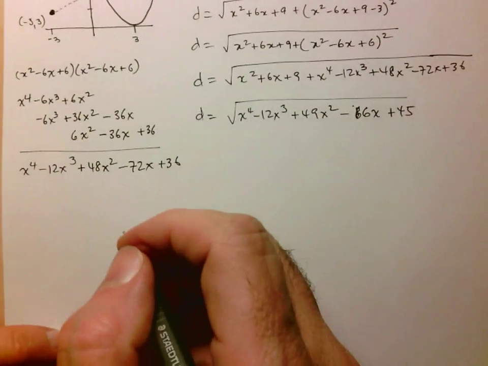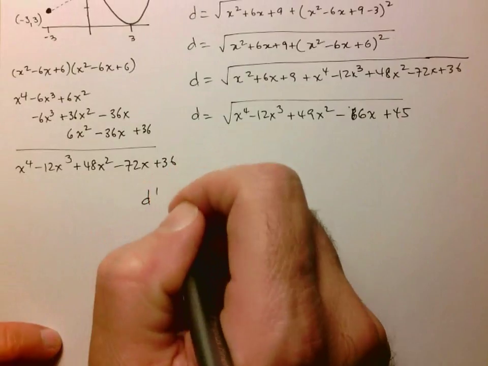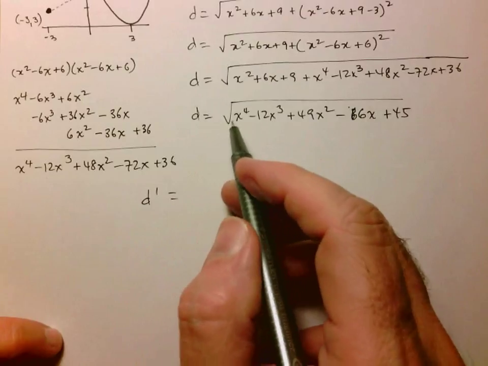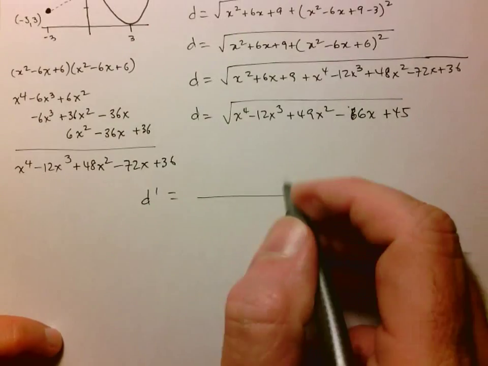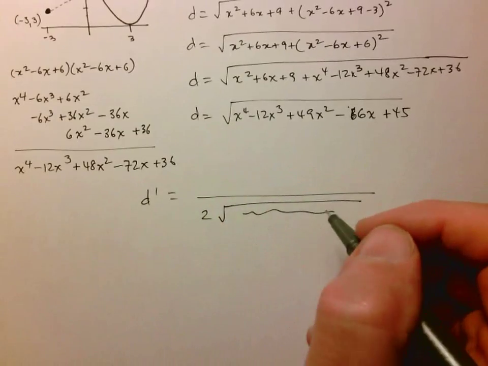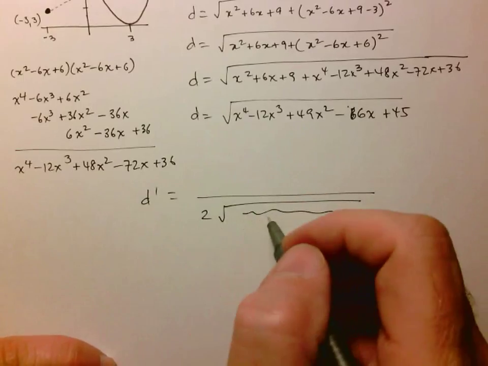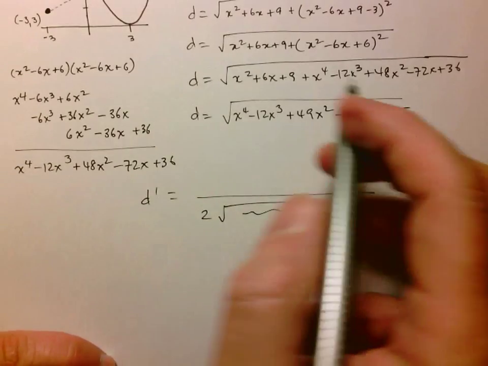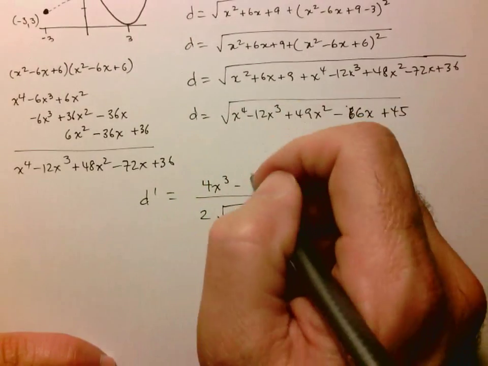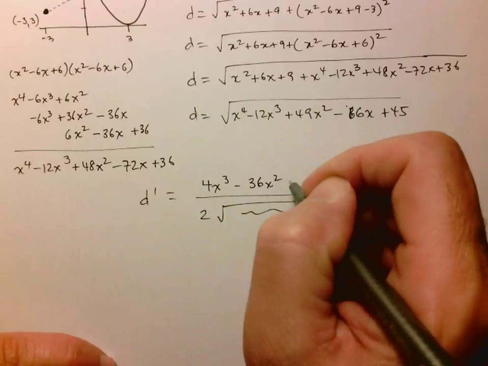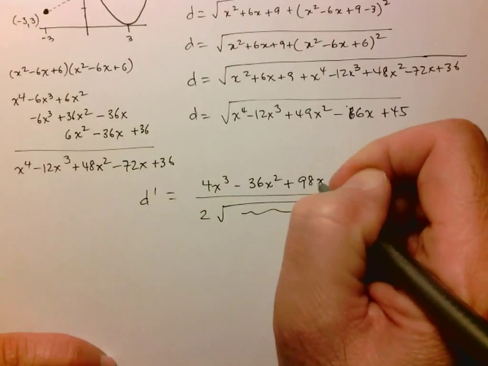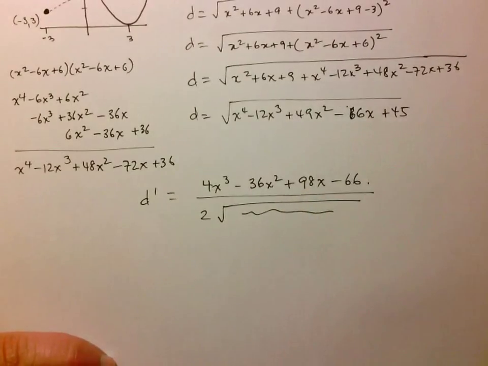Okay, let's take this crazy derivative here. So d prime is, we know the whole drill, 1/2 times this to the negative 1/2. So we know in the denominator we'll have 2 times the square root of this thing. In the numerator we're going to have to take this derivative. So 4x cubed minus 36x squared plus 2 times 49, 98x minus 66.